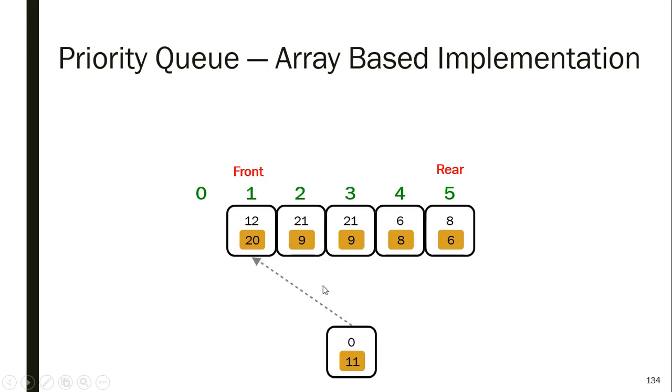By free we mean we have already copied this 9 to here, so you can insert a value here. Now you see 20, 11, 9, 8, 6. These priorities are sorted. So this was a simple example.